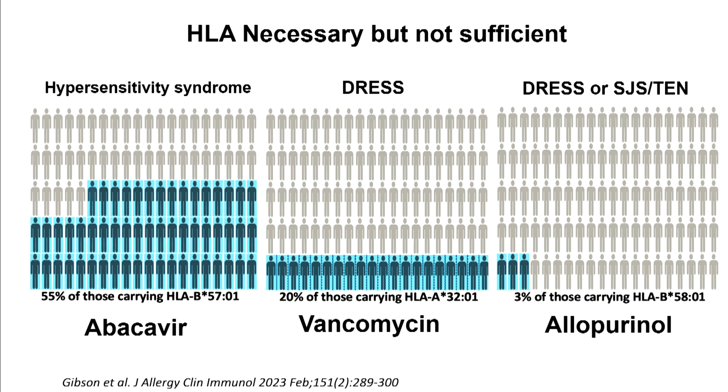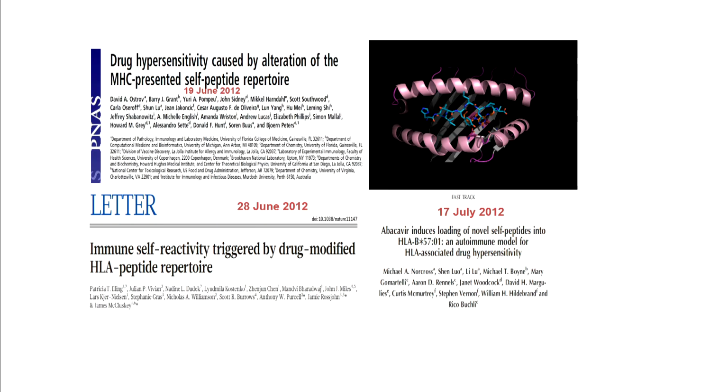So for abacavir, this number was 55%. For other drugs, which I'll talk to some, this is a much lower number. For the anti-staphylococcal agent vancomycin, it's 20%. For HLA A3201 and for allopurinol B5801.